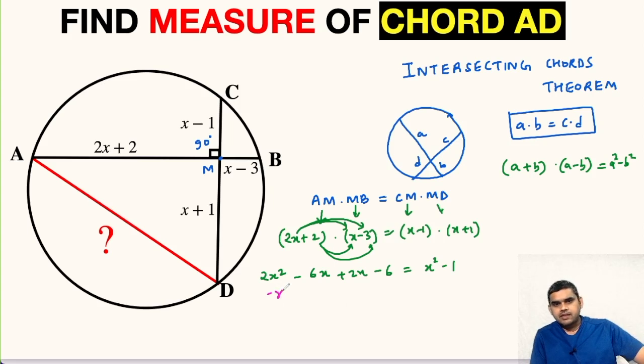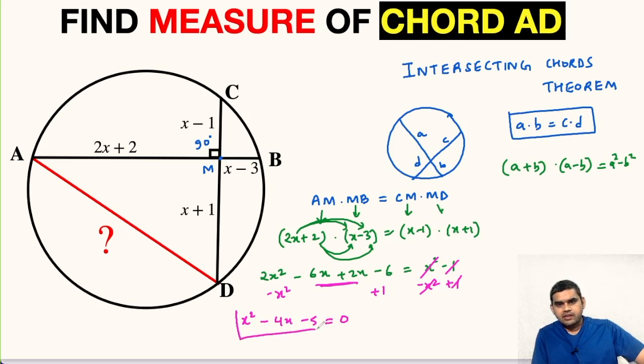Let us subtract x squared from both sides, so this will get cancelled. Also let us add 1 to both sides, so this will get cancelled. So we will be left with x squared, this will sum up and become minus 4x, and this will be minus 5 equal to 0. So we have got a quadratic equation. We need to solve it in order to get the values of x. So let us solve it here.